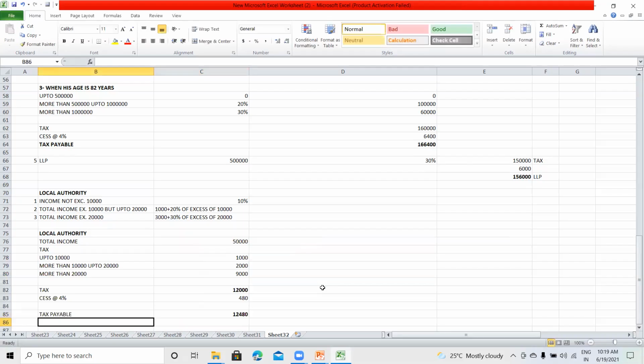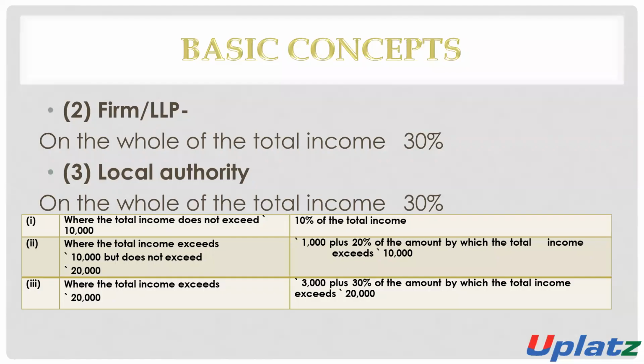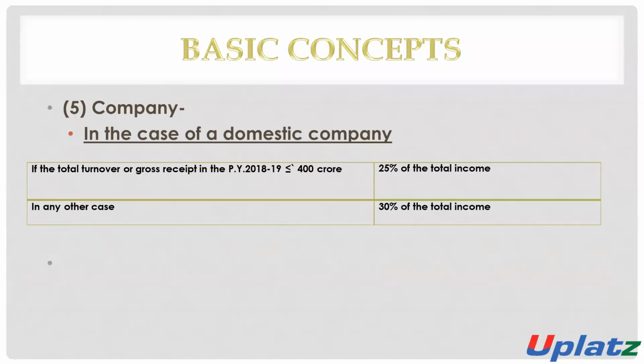So on the basis of such an example, we have understood how to calculate the amount of tax in the case of local authority. So in the case of company, normally, first we will discuss in the case of domestic company.